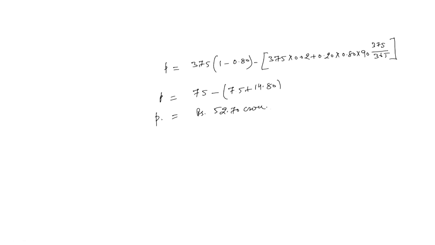This is P, the incremental profit. So, we are going to have the incremental profit of 52.70 crores if we relax the credit policy by 90 days from 0 and make the additional sales of 375 crores.